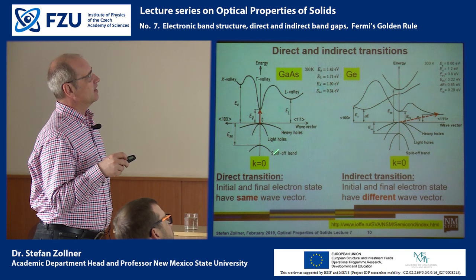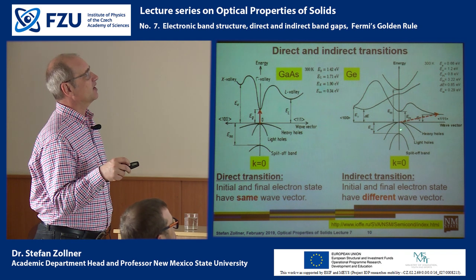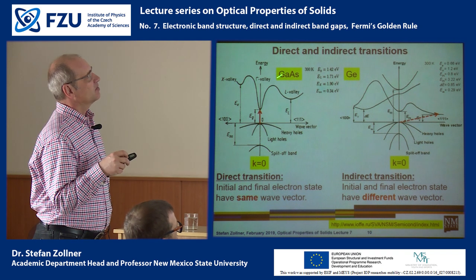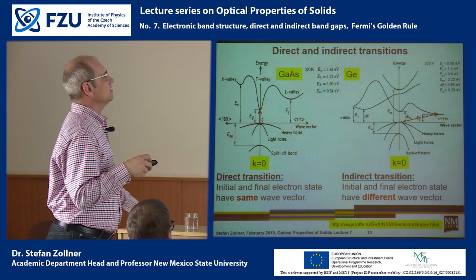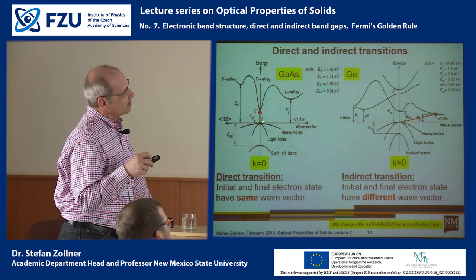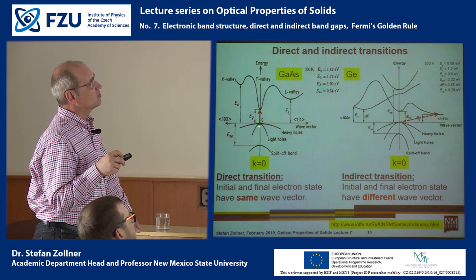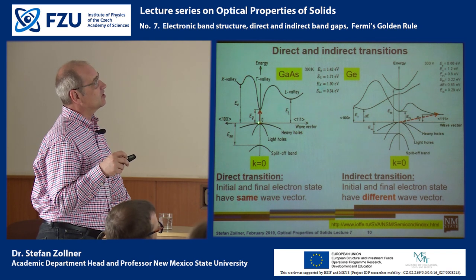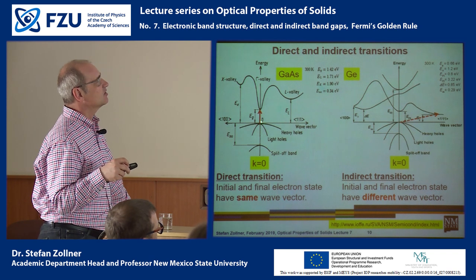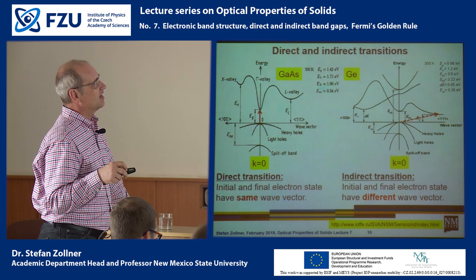So in gallium arsenide, the valence band is very similar to the valence band of germanium. But in gallium arsenide, the minimum of the conduction band is at the gamma point. And therefore, to make a transition from the highest valence band state to the lowest conduction band state, I do not need a difference in momentum. I can just make a vertical transition, which is called a direct transition, where the initial state and the final state have the same wave vector.